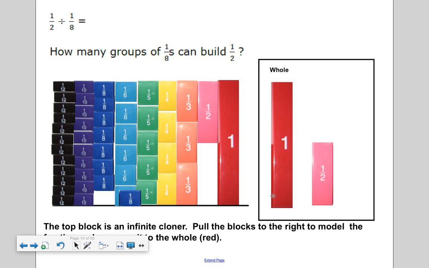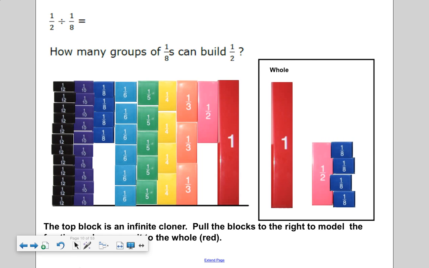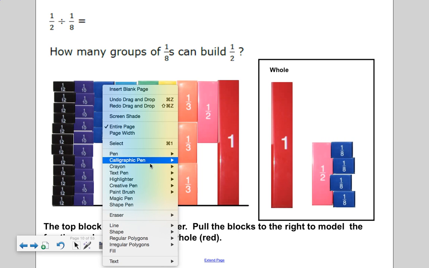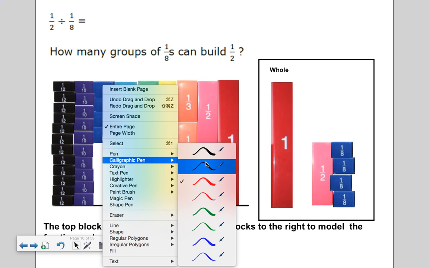So next example, we have 1/2. They want you to divide this into eighths. How many groups of 1/8 do you see? I see 4 groups of 1/8, so the answer is 4.